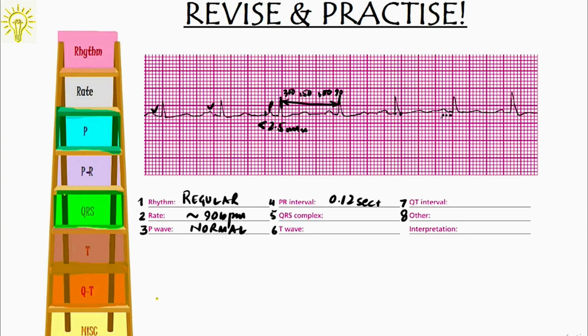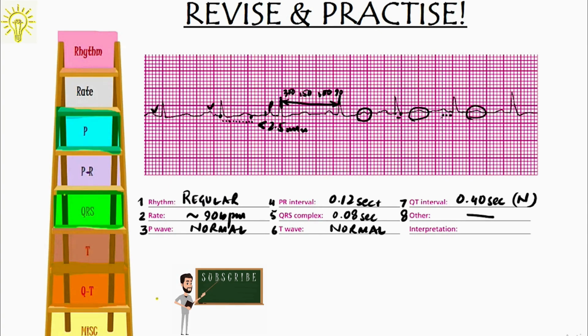The QRS seems normal. Its duration is less than 0.1 seconds, roughly around 2 small boxes. So it's a normal narrow QRS. The T wave is normal, less than 5 millimeters in size, round, and normal configuration. So the T wave is normal as well. For the QT interval, there are around 10 small boxes, which makes up around 0.4 seconds. So that is normal as well. There is no other anomaly that I can see in this ECG, so I declare it as normal sinus rhythm.